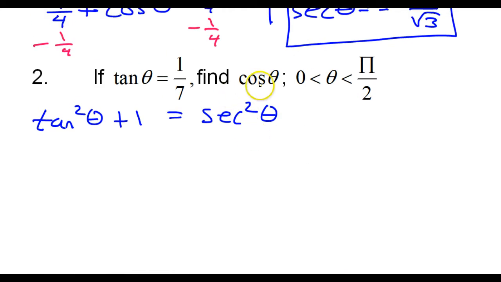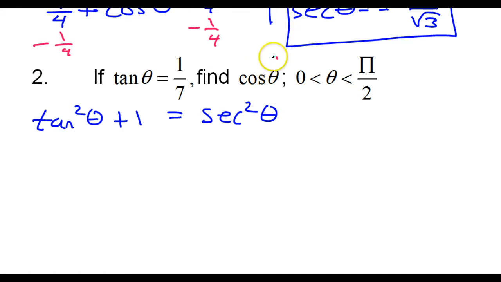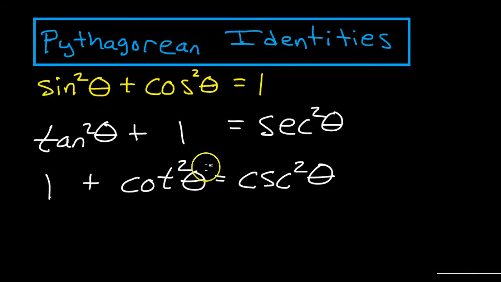Alright, and then they're asking us for cosine, and this will be useful because we know that cosine, of course, is 1 over secant. So if we find secant, we can find cosine just by doing the reciprocal. So let's use this connection because we have a link between tangent and secant. If we have one, we can find the other. That's the way these work. This is a connection between cotangent and cosecant. If I find one, then I find the other.